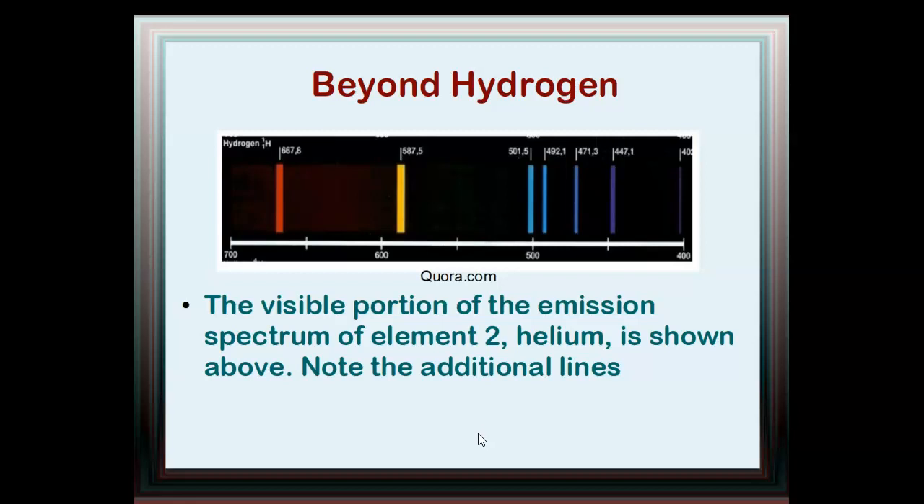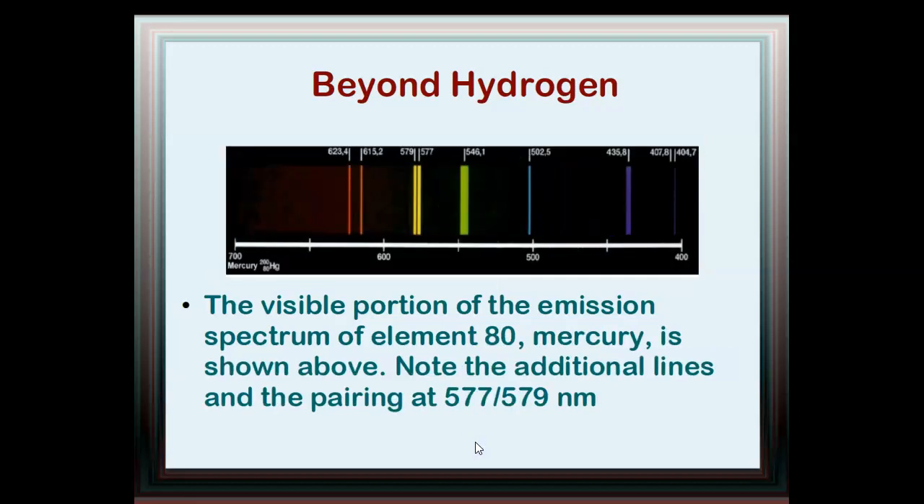And later on, it was discovered on Earth, particularly in natural gas wells, which made Texas a very big part of the helium generation scene. It's now produced in other parts of the world. The visible portion of the emission spectrum of element 80, mercury, is now shown here. So note the additional lines that we see, more than helium, more than hydrogen. It's also interesting to see the pairing here at 577 and 579 nanometers, suggesting a very, very close drop in energies.